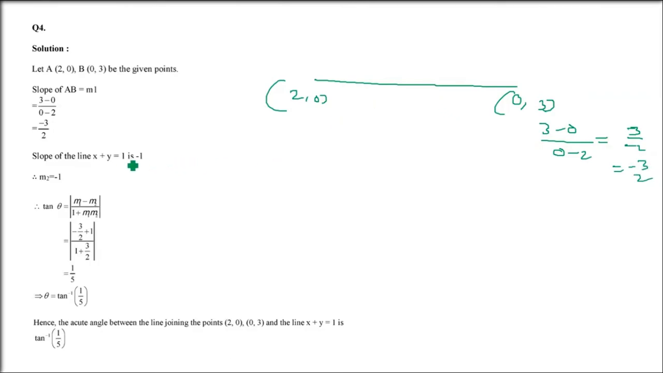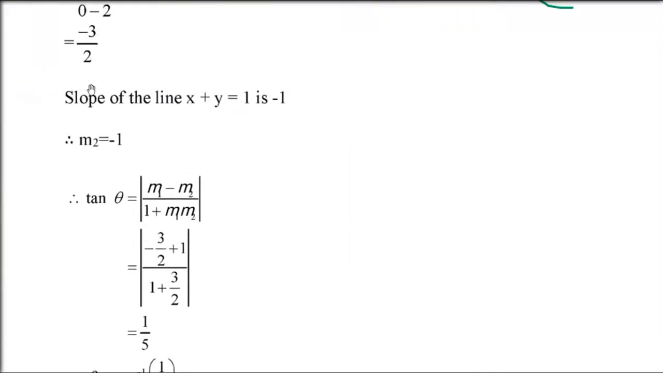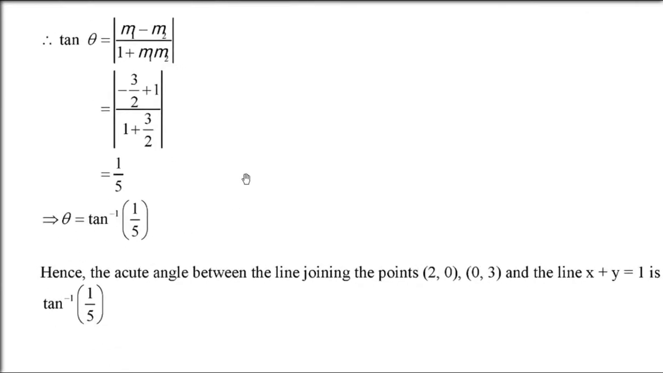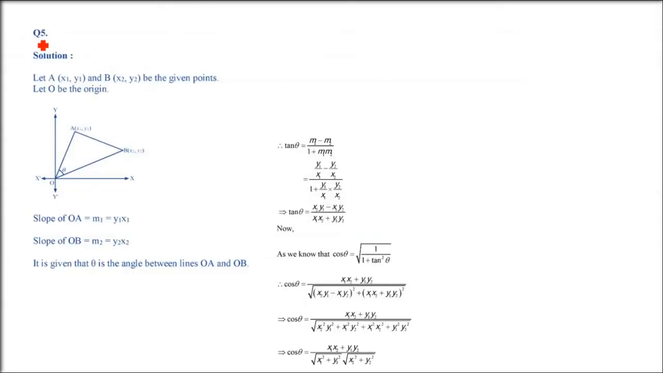The slope is known. Now what is the other line? x plus y equals 1. So y equals minus x plus 1. So the slope is minus 1. So m2 is minus 1, m1 is minus 3 by 2. So we have m1, m2 and we can find out the theta. We have already known how to do this. Put these two values and it will be 1 by 5. Theta will be tan inverse of 1 by 5. So this is the acute angle between them.